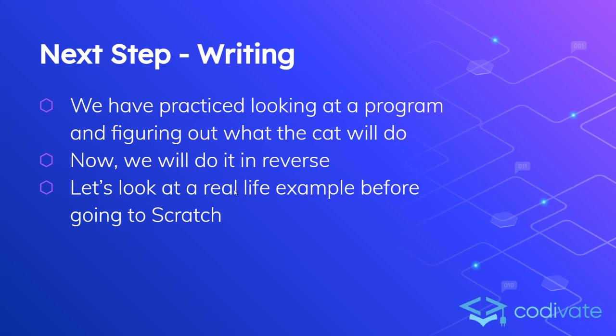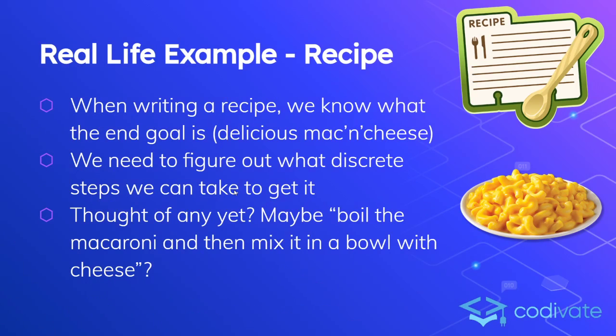So I'll show you an example in real life. Let's say we have a dish, mac and cheese, and we're trying to make a recipe to make that dish. So we need to think of discrete steps that are ordered to create mac and cheese. So try to think of one. Maybe you thought of one like boil a macaroni and then mix it with cheese. And that's actually not specific enough.